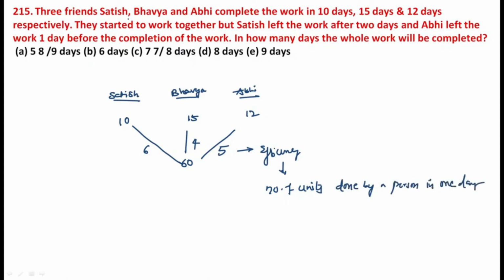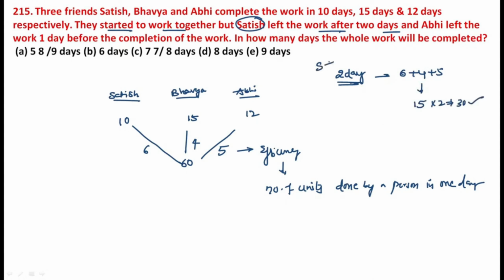Now, just read the information. They started work together. Now Satish left after 2 days. So first of all, for the first 2 days, all are working together. All working together means in one day, they complete 15 units. In 2 days, they have already done 30 units of work.